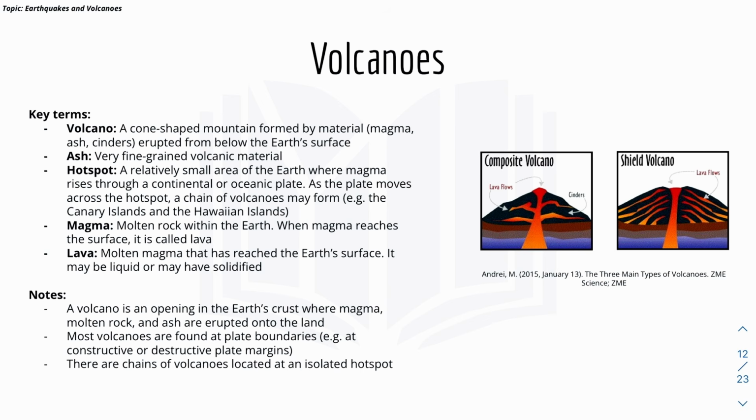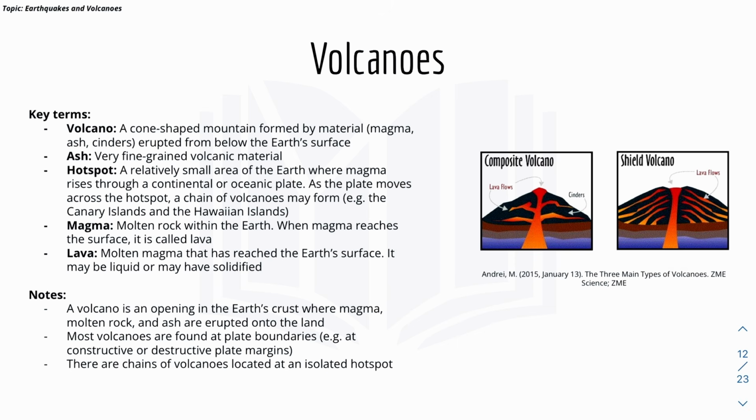And moving on, we have volcanoes, which is the second part of the topic. So here we have some notes. We have some key terms. We have volcano, which is a cone-shaped mountain formed by material erupted from below the Earth's surface. And then we have ash, which is very fine-grained volcanic material. And then we have the hot spot, which is a small area of the Earth where magma rises through a continental or oceanic plate, as mentioned.